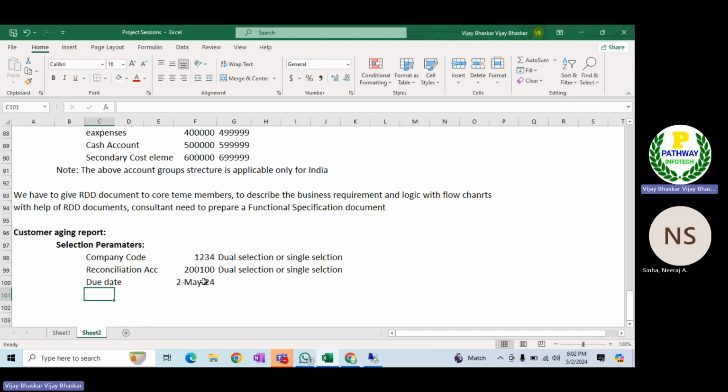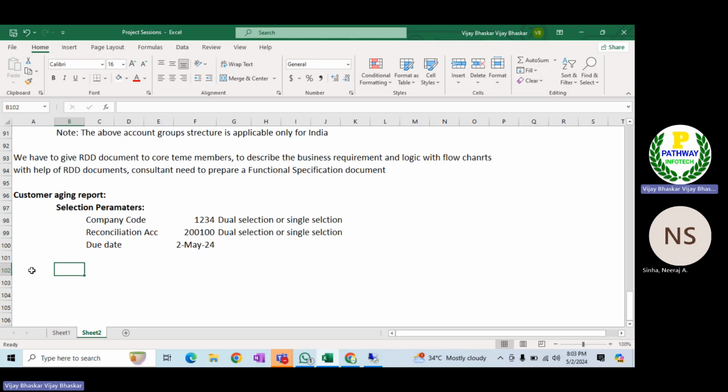The next one, in case you have any other requirement, like country wise, or local customers, or foreign customers. However you want the selection parameters, whatever selection parameters are required, here you can select. But here I am describing company code in the selection parameters, and how the program logic will define the line items in the report.